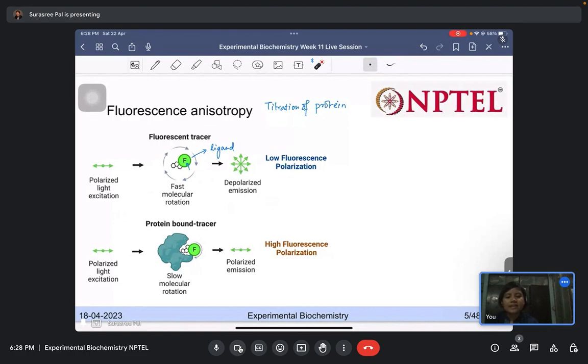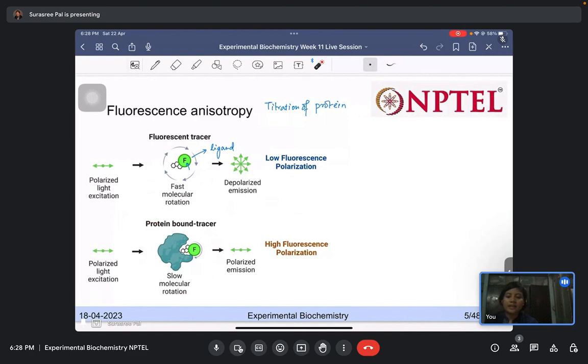Now, this is the situation when there is only ligand and there is no protein. Next, we will titrate the protein into the solution. So we will keep on increasing the protein concentration, and when the protein comes into the solution, the protein will bind to the fluorescently labeled ligand.